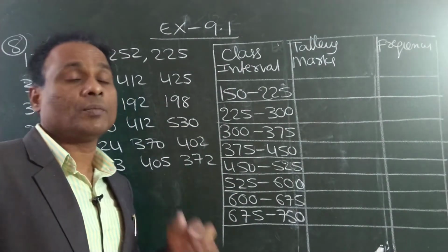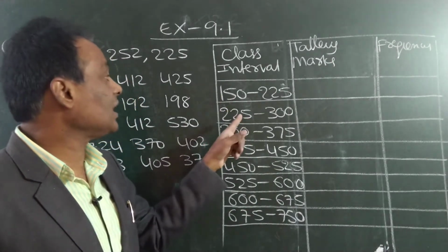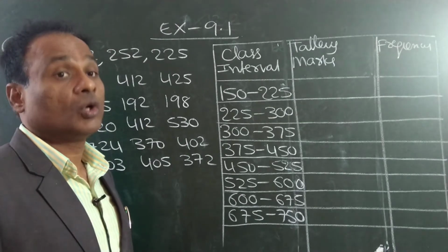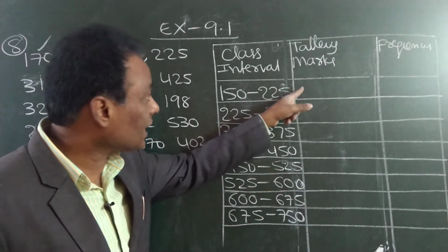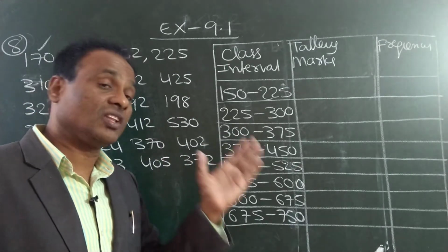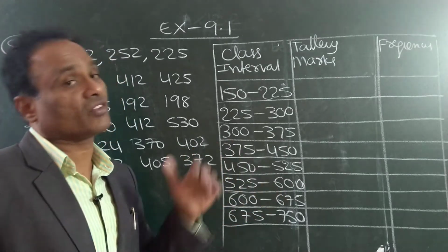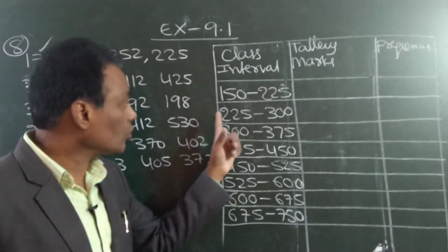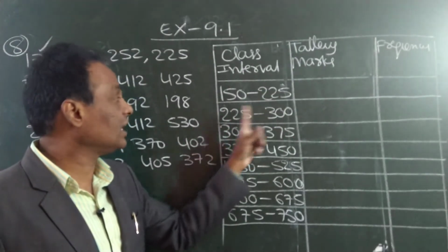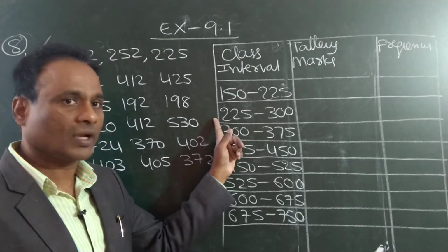One more important thing I explained yesterday, there was some mistake. When 150 to 225 is there, 225 should be right here or here, that is a doubt. So please remember, because in 10th class also you are going to get this. It is a continuation. In 8th class also you studied this. 225 should be written here, in 225 to 300, not here. Okay.